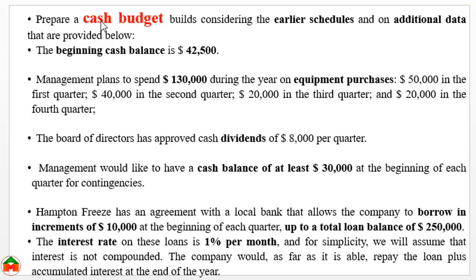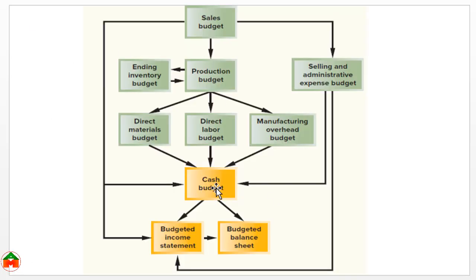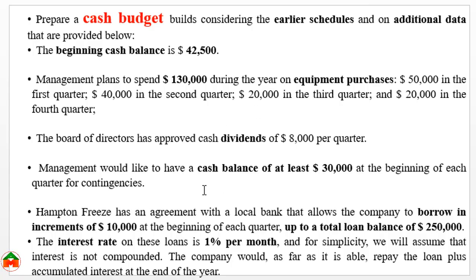For preparing the cash budget, there are some estimated data, and as well we need to take data from the earlier schedules or earlier budgets. For preparing the cash budget, we should take data or information from the previous budgets like the sales budget, ending finished goods inventory budget, production budget, selling and administrative expense budget, materials budget, labor budget and manufacturing overhead budget. From all budgets, we will take data to prepare the cash budget. As well, we need to consider some other additional data.